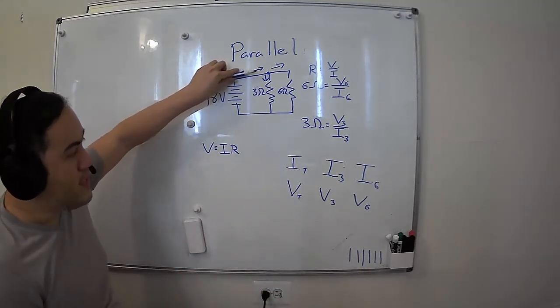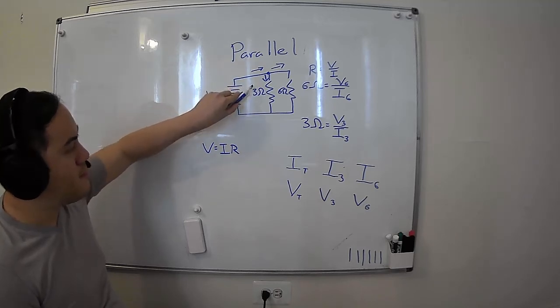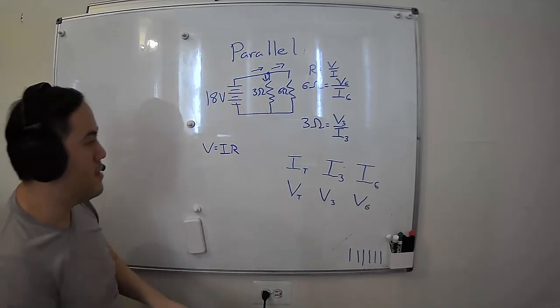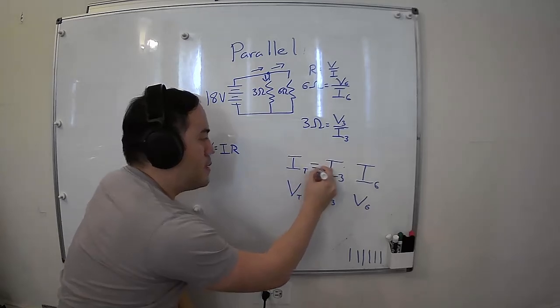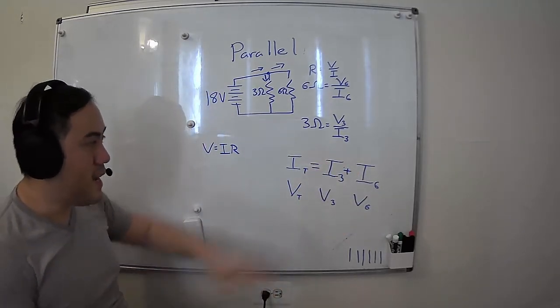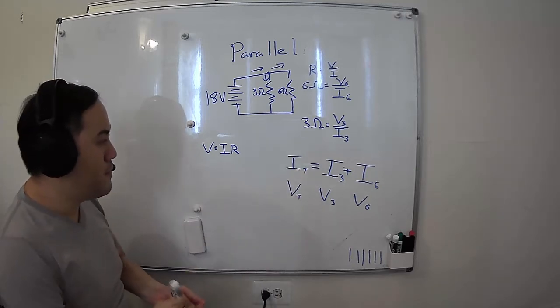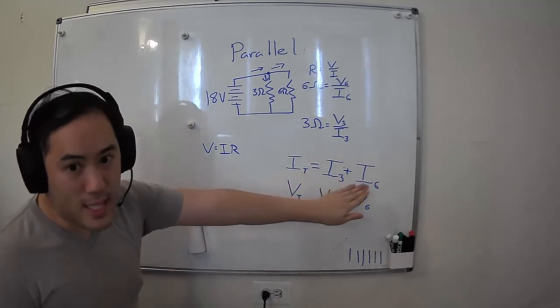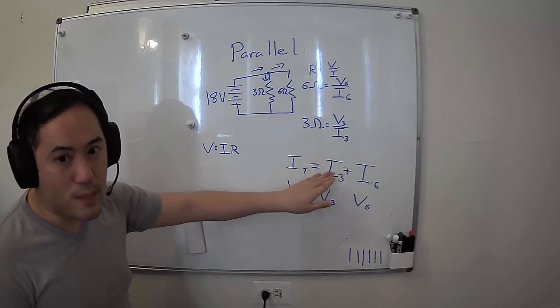The current coming in is IT. It splits. So the sum is equal to the total. This is not what we had last time. Before it was IT equals I3 equals I6. Now IT equals I3 plus I6.